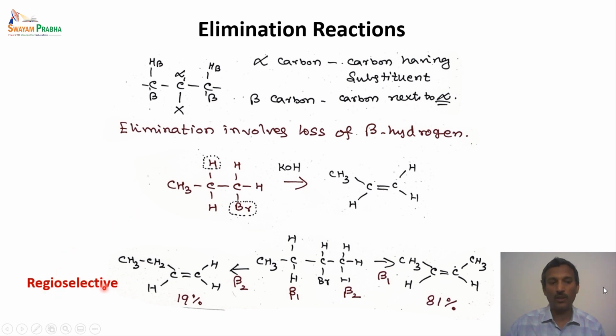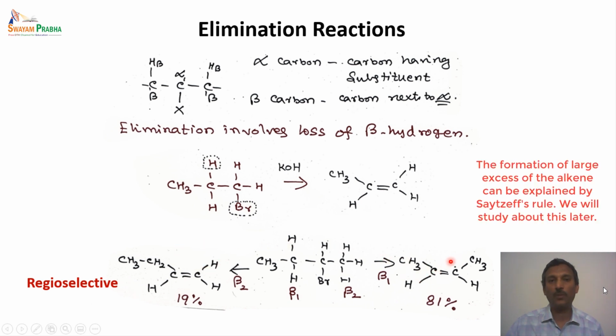This is also called regioselective elimination. That means between the two isomers, one of the regioisomers is formed in large excess. So that is why this elimination is also called regioselective elimination. Between the two isomers, one of the isomers is formed in large excess.